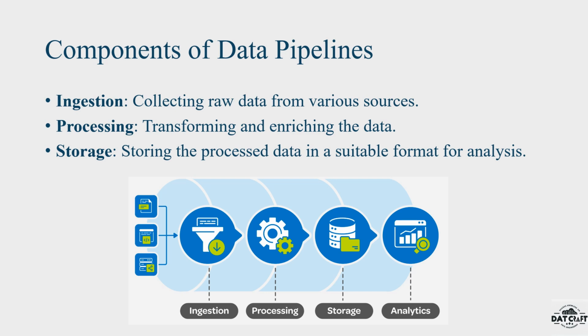The final component of a data pipeline is storage. After data has been processed, it needs to be stored in a suitable format for analysis. This could be a database, data warehouse, or a data lake. The choice of storage depends on the type of data and how it has to be used. The stored data is then made available for querying and analysis by data analysts, data scientists, and business intelligence tools.